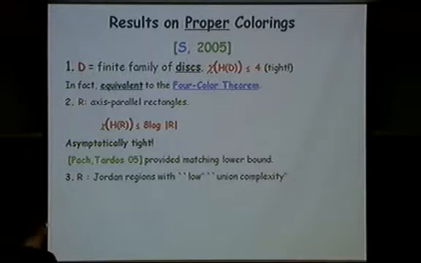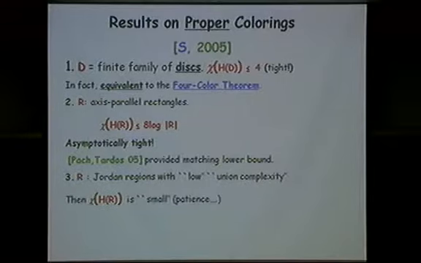So a more general result says that this chromatic number, the proper coloring chromatic number of some shapes in the plane, has to do with what is called the union complexity of the shapes. So what is the union complexity?